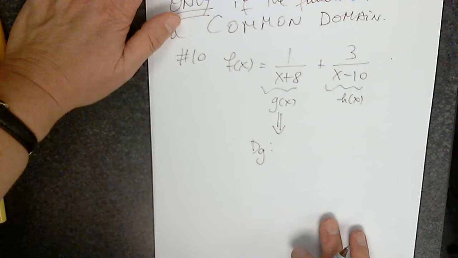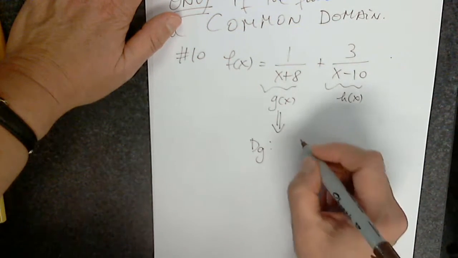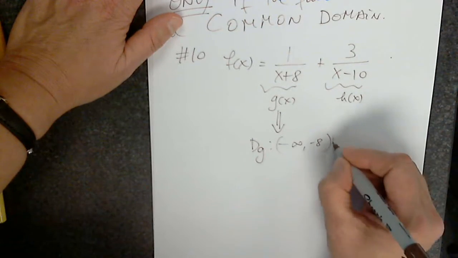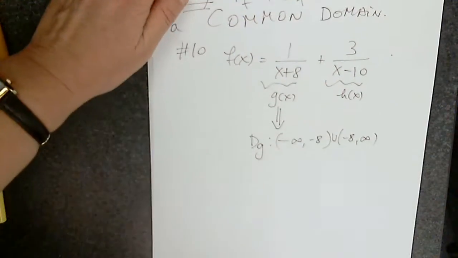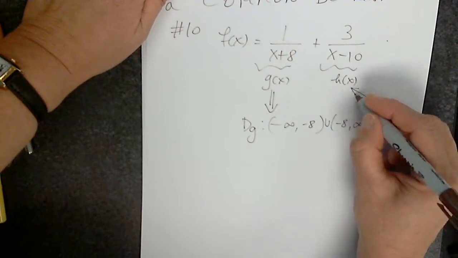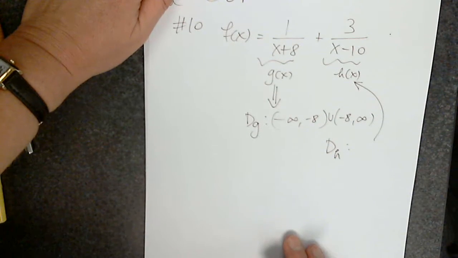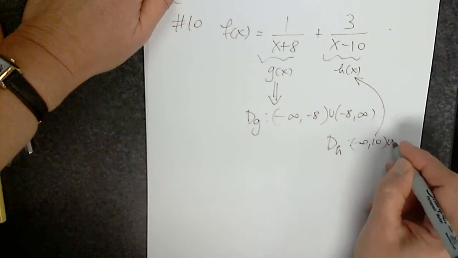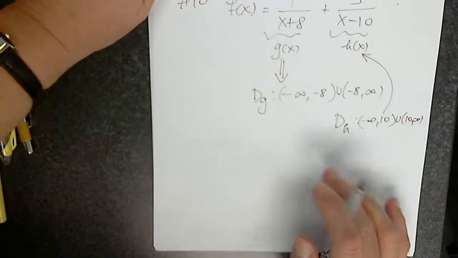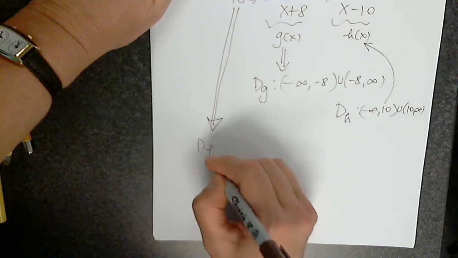Anything but negative 8. Negative infinity, negative 8, union negative 8 to infinity. Can anyone give us the domain of h? Anything but negative 10. So negative infinity, 10, union 10 to infinity. Now please, someone give us the domain of f.